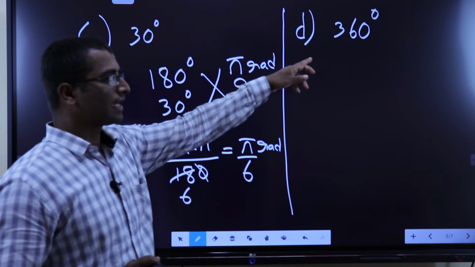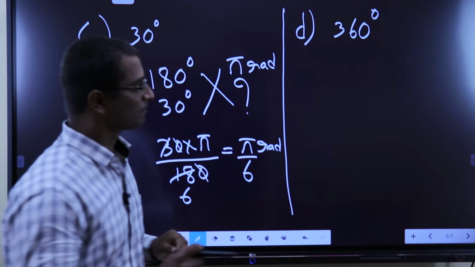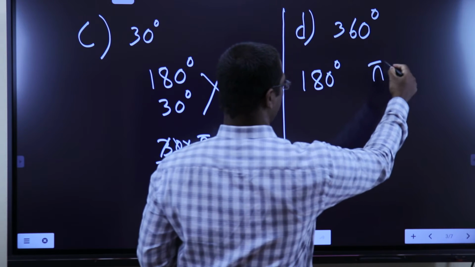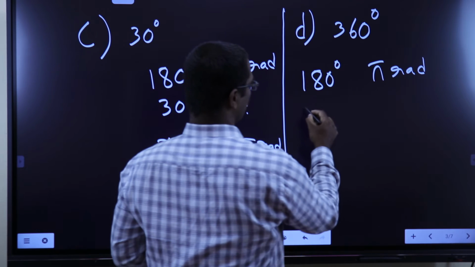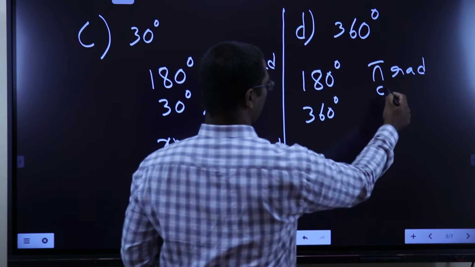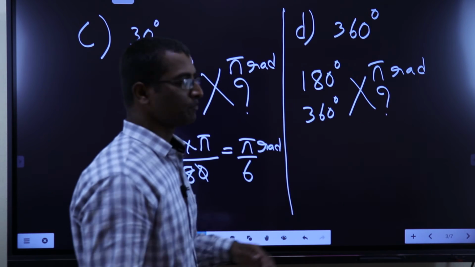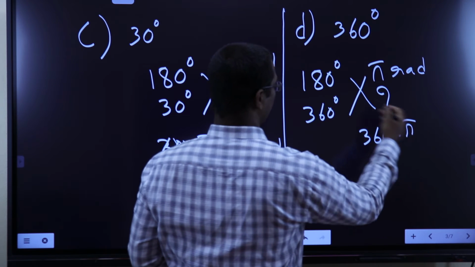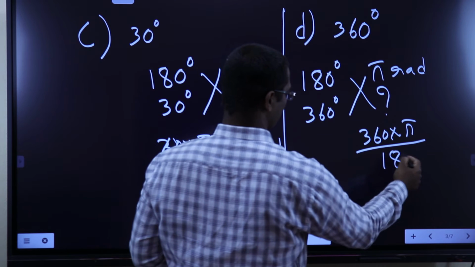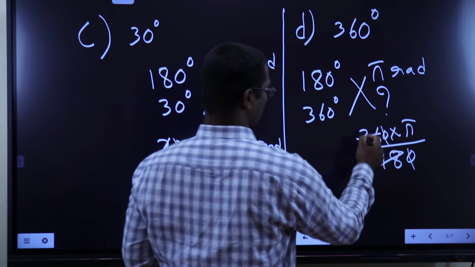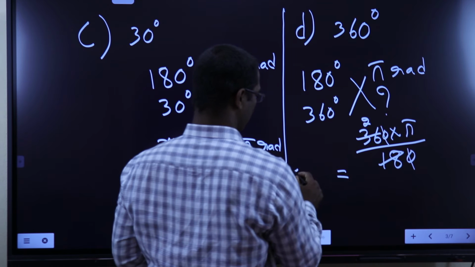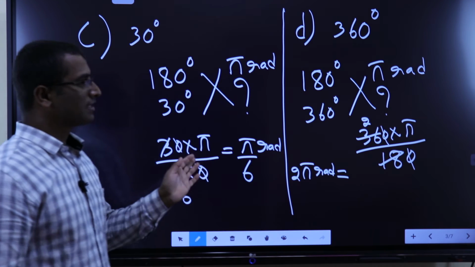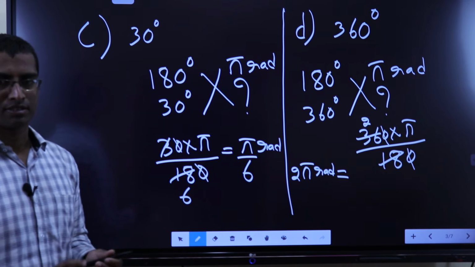One more example. If I want to convert 360 degrees into radians, same thing, write the first line. 180 degrees is nothing but pi radians. So 360 degrees, how many radians is the question mark? So again multiply 360 into pi, and the left out number you write it below. So 0 0 gone, 18 ones, 18 twos. So that is nothing but 2 pi radians. Okay. This is how we convert from degrees to radians.